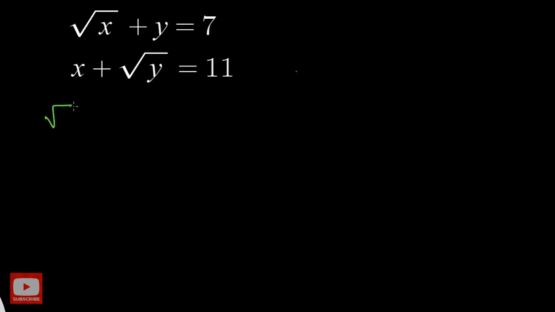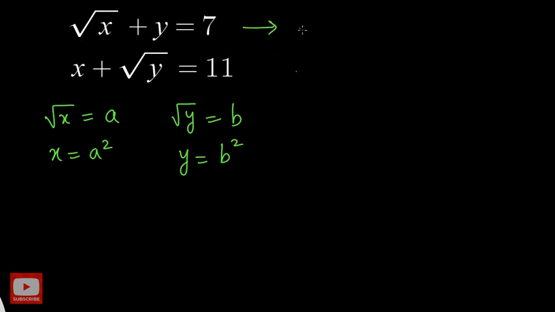So I'm going to substitute root x as a and root y as b. Now if you square on both sides here, you get x is equal to a square, and here you get y is equal to b square. We are going to substitute all these terms back in these two equations. So what will happen here? Root x is nothing but a, plus y is nothing but b square, equal to 7. And here x is nothing but a square plus root y is b, that is equal to 11. Now we have a system of equations which are free of the radical symbols.